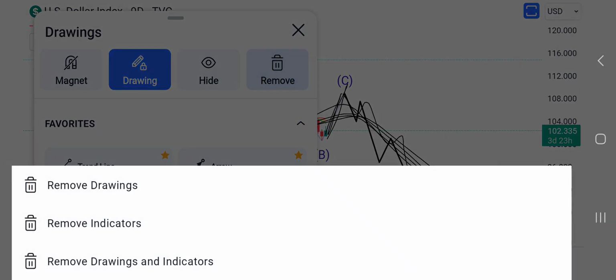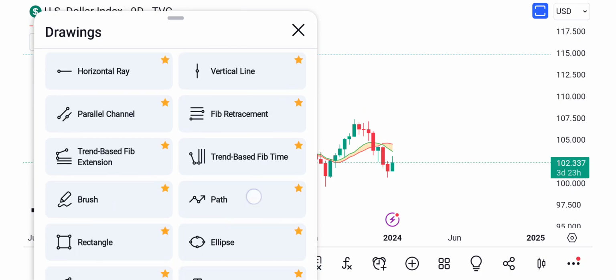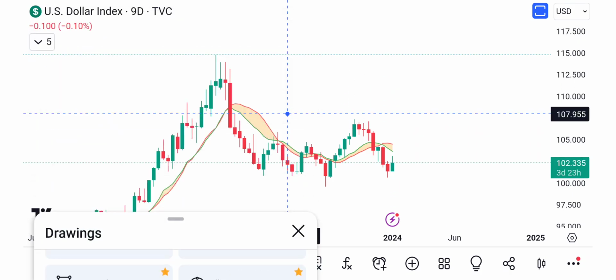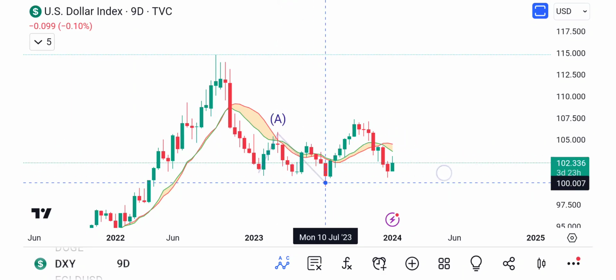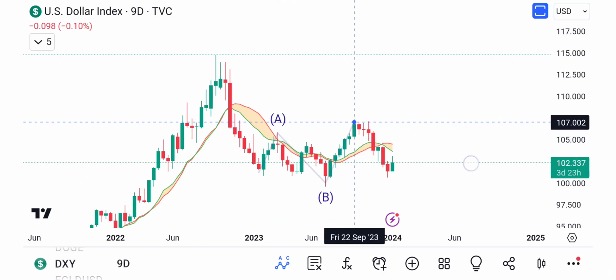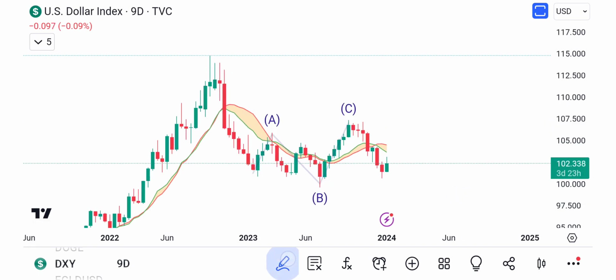So what else can this be? This could be also a different ABC. It could be already finished. This is A, this is B, and this is C. And what is that, my friends? A flat. That's a flat, right?